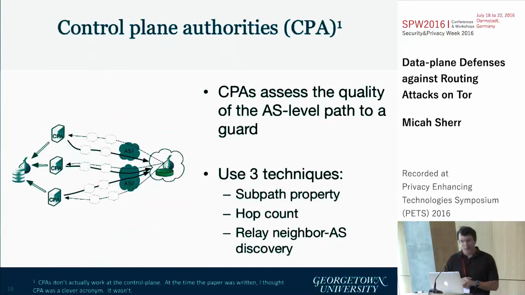Okay, so these CPAs, their job is to assess the quality of the AS level path to a guard. We use 3 techniques. The subpath property was proposed elsewhere. We're borrowing from that. We found that it is insufficient and vulnerable to manipulation. So the hop count and the relay neighbor AS discovery protocols are ones that we've used to boost the security of the subpath property.